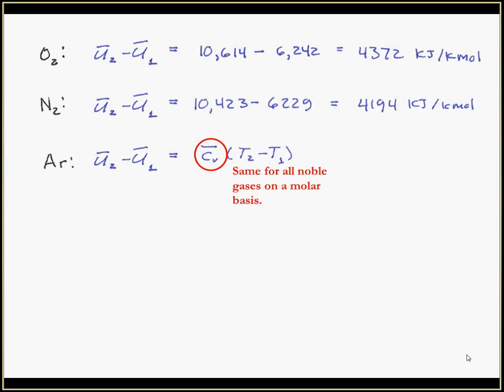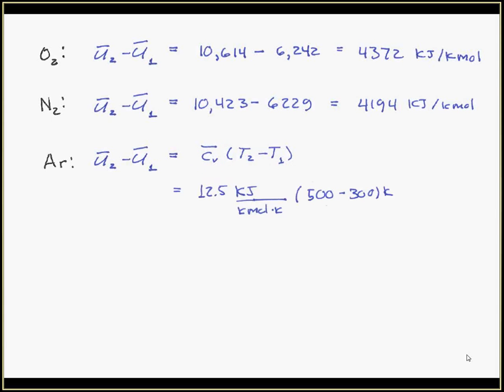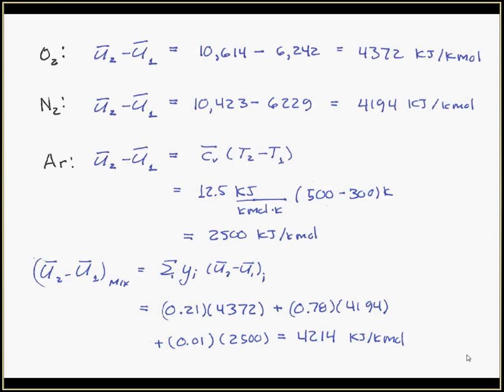I only need C sub V bar, which is the same for all of them. It'll take you a little hunting to find what that C sub V is. We talked a little bit about that in class, but once you have it, it's the same for all of them. So you'll find that is 12.5 kilojoules per kilomole Kelvin. Multiply it by your temperature difference. There's your change in specific internal energy for argon on a molar basis. Okay, so for the mixture, I add all those guys up after I multiply them by the individual mole fractions, which were given in the problem, and I find that the change in internal energy is 4,214 kilojoules per kilomole.